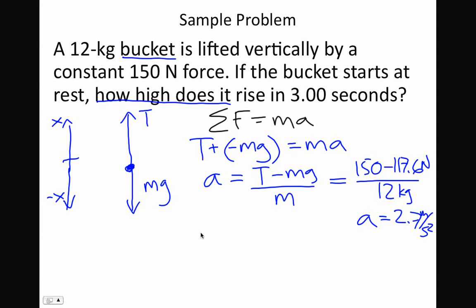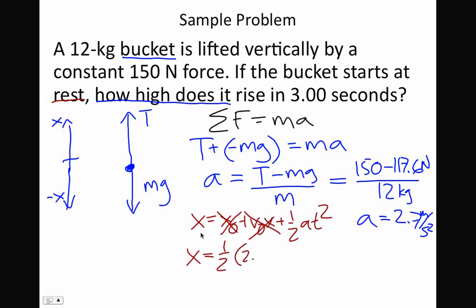Now we can find the height. The kinematics equation that works here is this guy. It starts at rest, so that means v0 is 0. We can just say that the initial x position is 0, so we can just plug stuff in here. So it's 2.7, this is upwards, so it should be positive, times 3 squared, and we get 12.15 meters.